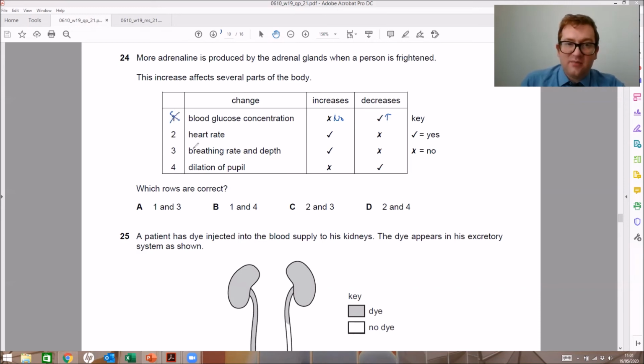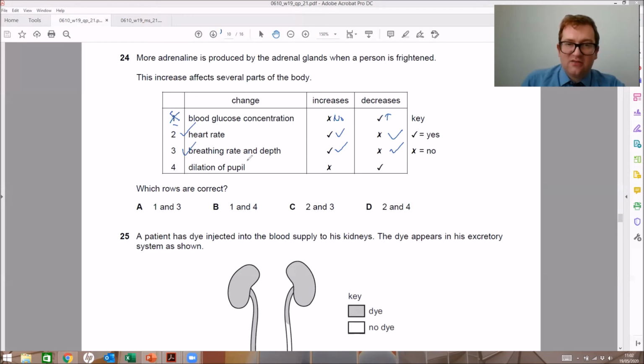Okay. Number 2, heart rate. We know that it increases. Yes, that is true. And does it decrease? No. Okay, that's also true. So number 2 is a yes, a true statement. Breathing rate and depth. Yes, it does increase. No, it does not decrease. Okay, so 3 is also a correct statement.